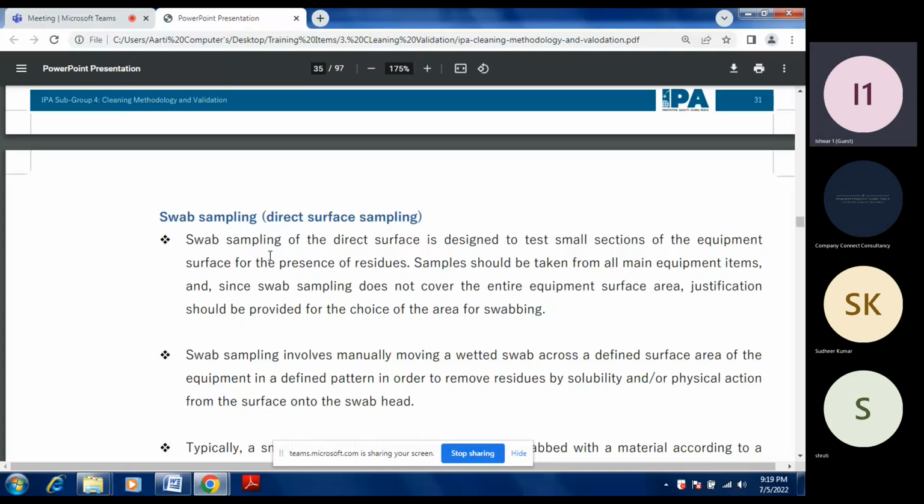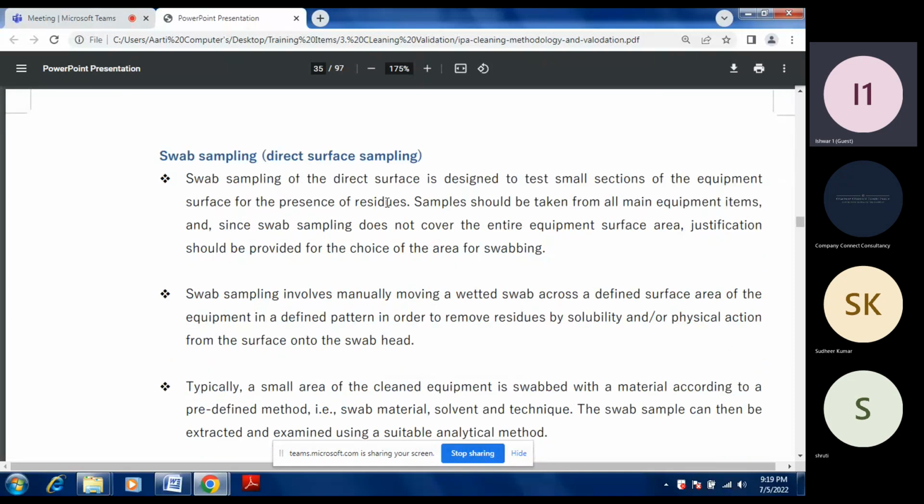So swab sampling of the direct surface is designed to test a small section of the equipment's surface. Generally industries are following the 3 by 3 centimeter square area or 9 by 9 centimeter square area for the calculation of the swab area. So we should have the template for collection of the swab from the surface of the equipment for easy calculations.